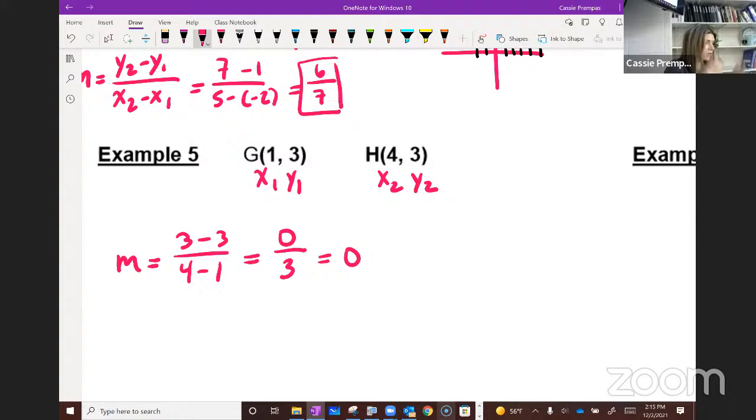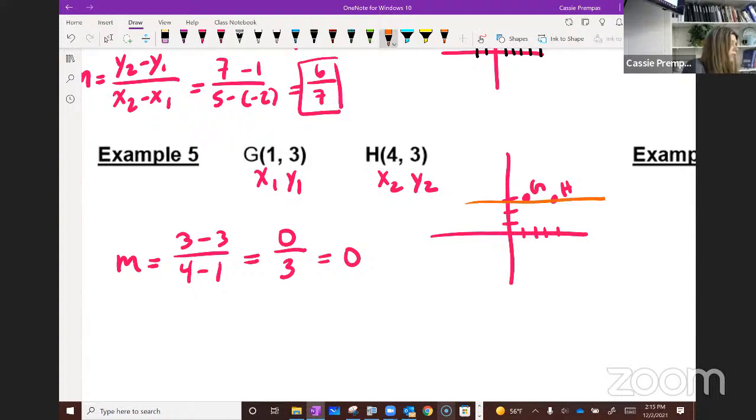Or if you were more of a visual person, you could have technically graphed this. G is at 1, 3. H is at 4, 3. And you can see that a horizontal line is going through. So that's an important thing to be aware of. If you have a slope of 0, you know you have a horizontal line, which we'll be looking at after the first round of homework.